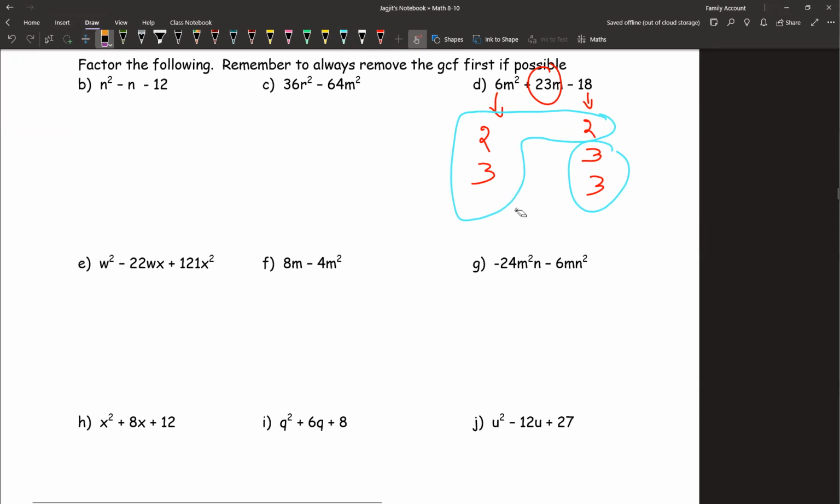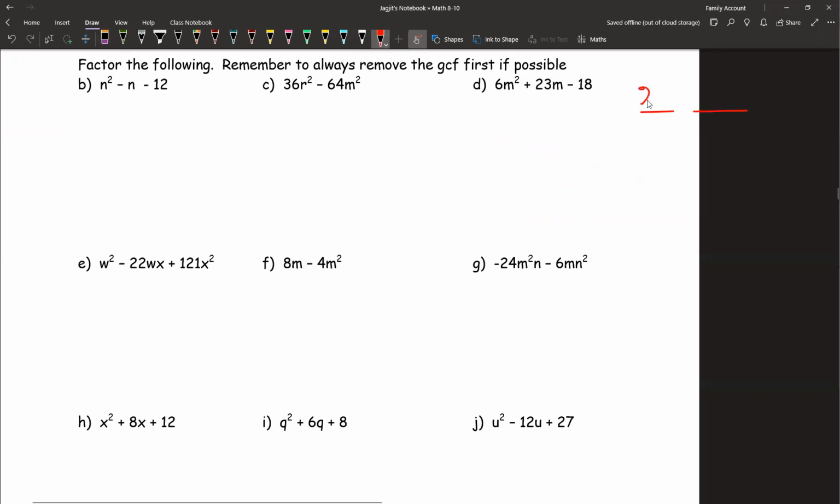So what if we do 3 times 3 times 3? That's going to be 27 and 4. That's exactly what it is. Look at that, 27 and 2 times 2 is 4. 27 minus 4 gives me 23. Yes, that's the one. So my numbers are 27 and minus 4. But remember, there's a 6 in front, so we must divide these by 6. Whenever there's a number other than 1 in front, we must divide them.